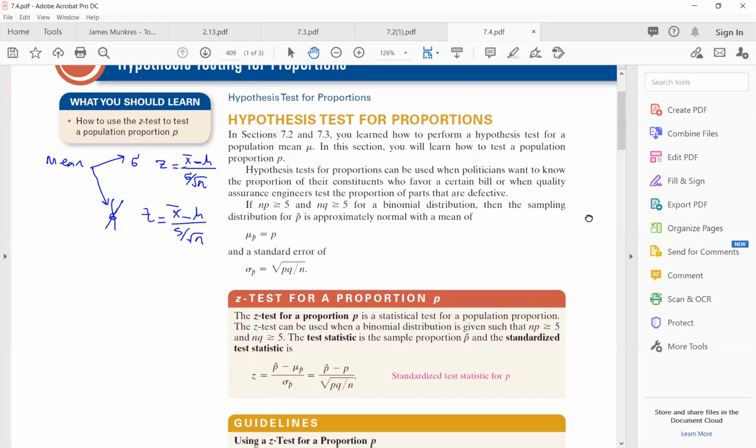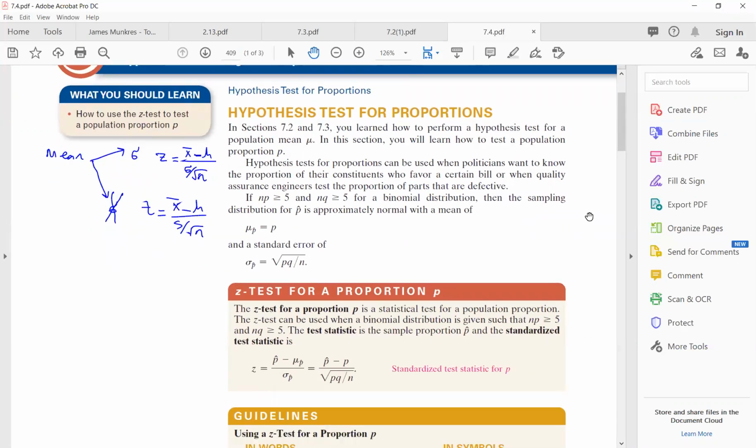Very well. Hypothesis test for proportions. Hypothesis tests for proportions can be used when we have special cases of counting. For example, when politicians want to know the proportion of their constituents who favor a certain bill, or when quality assurance engineers test the proportion of parts that are defective.